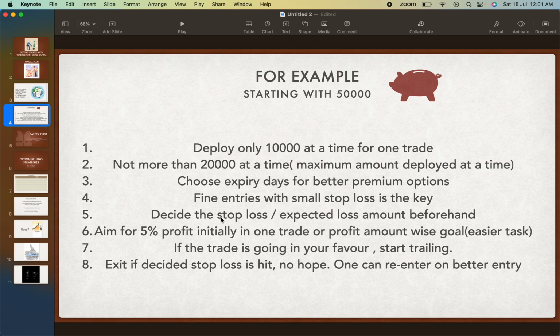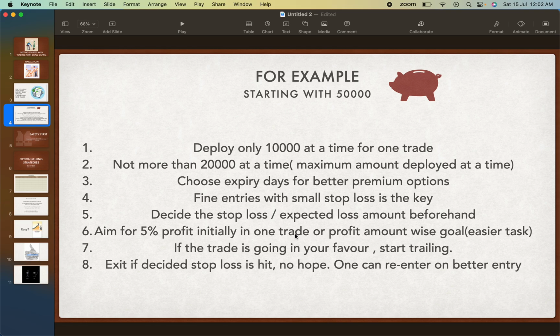Next is to decide the stop loss or expected loss amount before entering. That stop loss can be technical. So if you are taking an entry basis of whatever setup you followed, technically you have to adhere to that stop loss, or you have to decide one loss amount that you can bear, and that loss amount has to be decided beforehand.